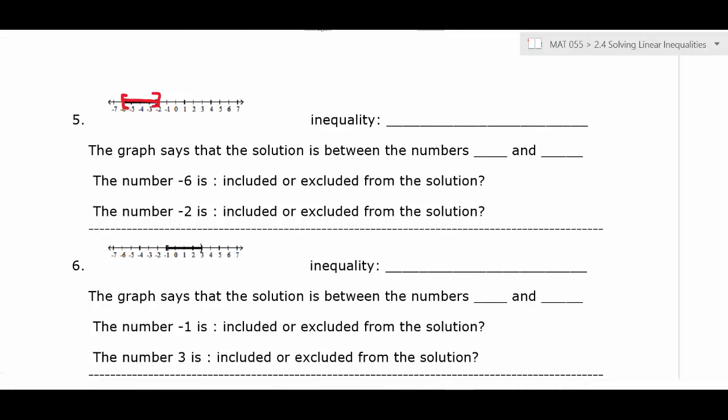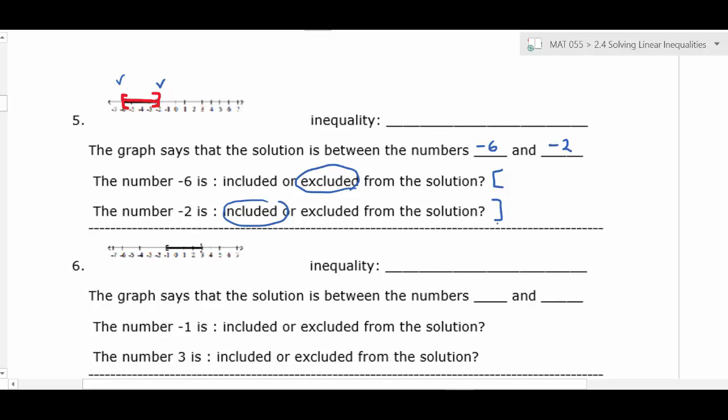So what this problem is saying is the graph says that the solution is between the numbers -6 and -2. Like that. -6 is included because there's a bracket. -2 is also included because there's a bracket. Okay, so -6 and -2 are solutions in that graph. And then in set builder notation, it's a little bit different now. You say set of, you still say x, you still say such that.